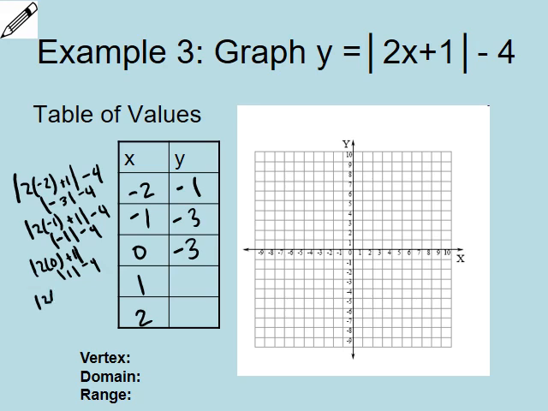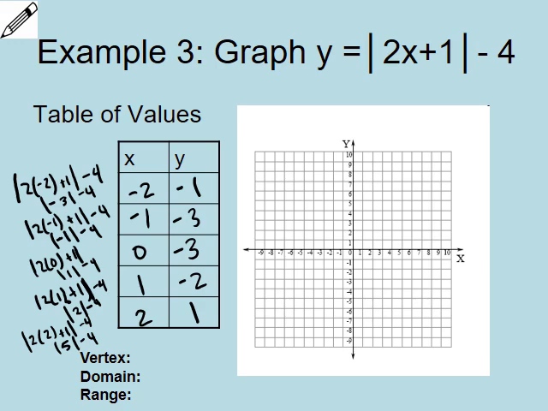1, 2 times 1 plus 1. Oops. 2 times 1 is 1. 1 plus 1 is 2. Absolute value of 2 is 2. 2 minus 4 gives me negative 2. And if I plug in 2 times 2 gives me 4. 4 plus 1 is 5. The absolute value of 5 is 5. 5 minus 4 is 1. All right, let's plot these points.